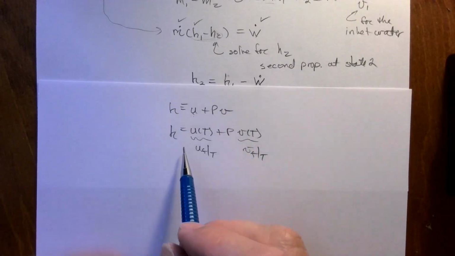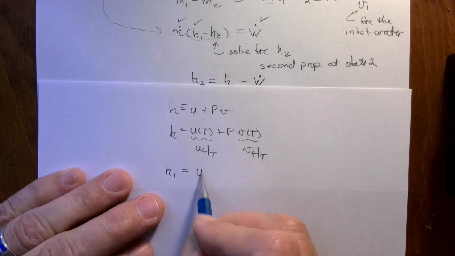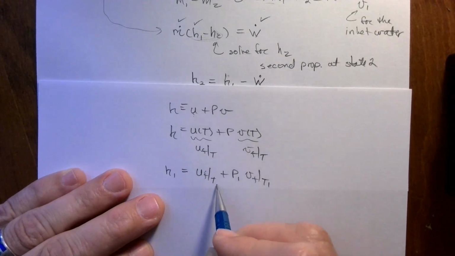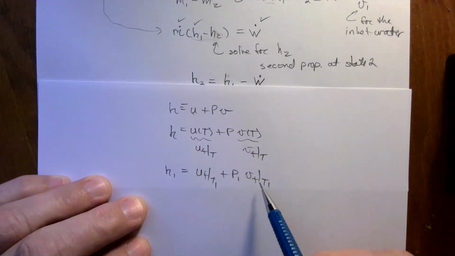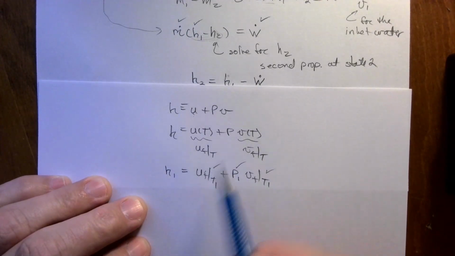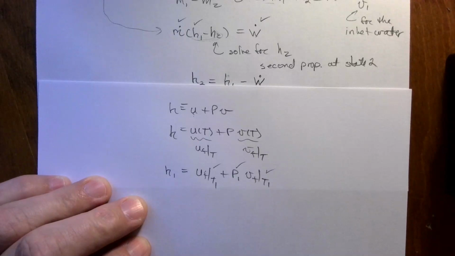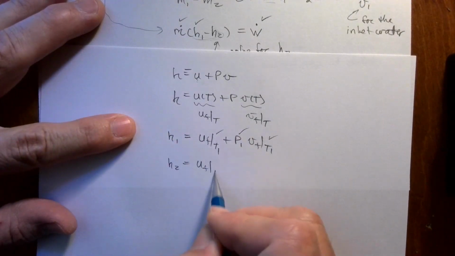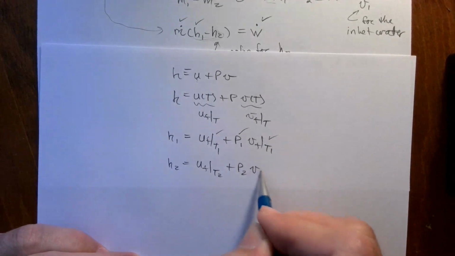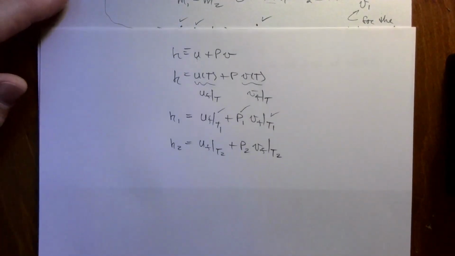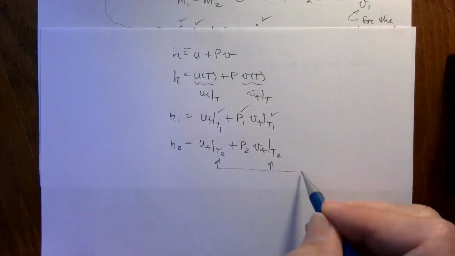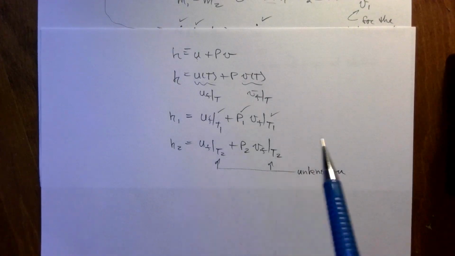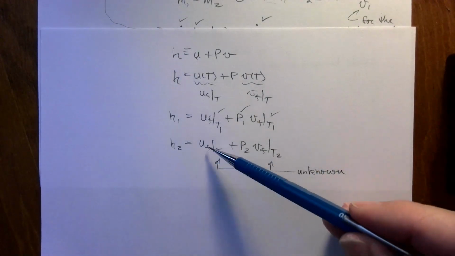So what we can do is say H1 is equal to U_f at T1 plus P1 times V_f at T1. P1 is known, temperature at 1 is known, so we can come up with a value for H1. And then for H2, that's U_f at T2 plus P2 times V_f at T2. That T2 is unknown, and so there are really two properties that T2 affects.